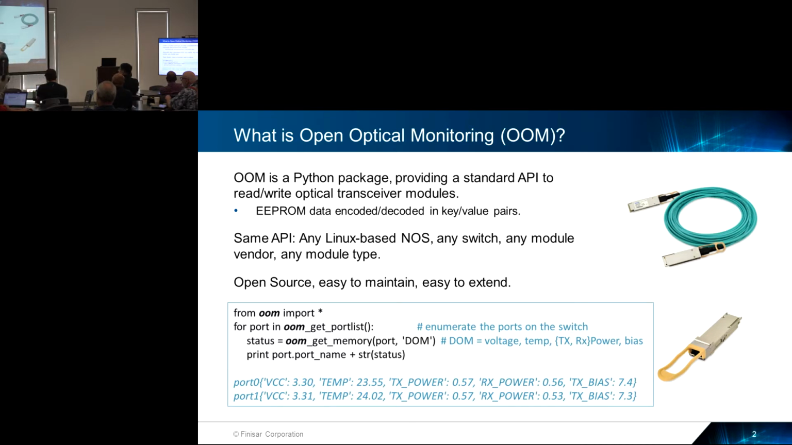The idea is you import a Python package, you get a list of ports, so that'll be a Python list, and you basically ask for get memory, get me the DOM memory. DOM is the digital optical monitoring. That is its voltage, temperature, transmit, receive power, and bias. One of the things built into OOM is get me the DOM data. That's a keyword in OOM. And out you can print out the port you got. For that port, it's got a name, and just turn that status into a string. It's a dictionary, and you get this. In other words, there's a key VCC. You ask for VCC, you'll get a number, temperature, power, and so on.